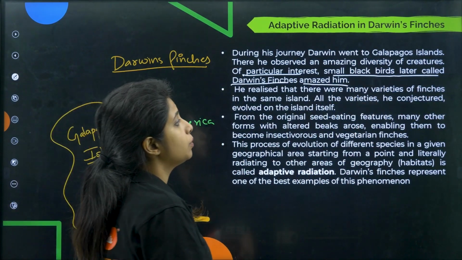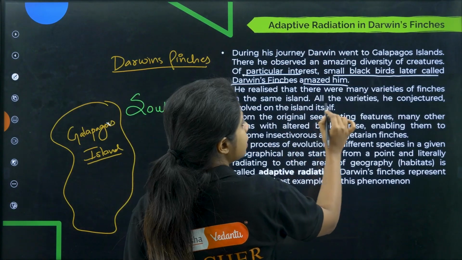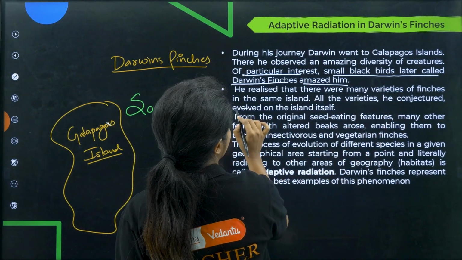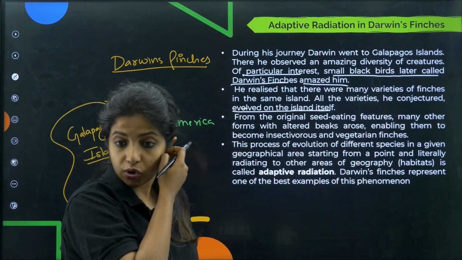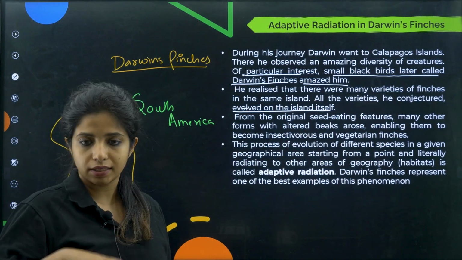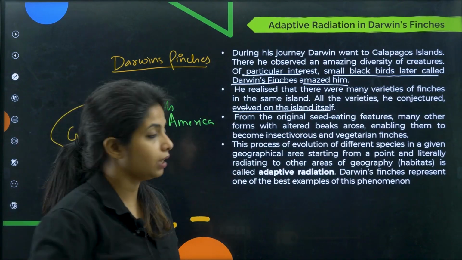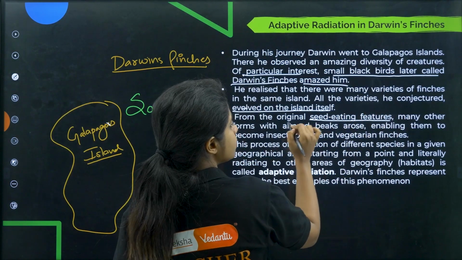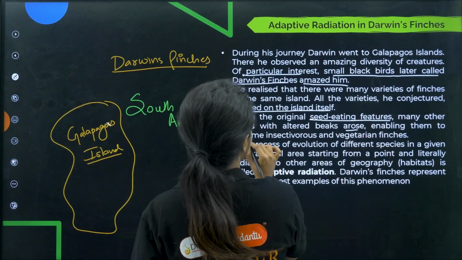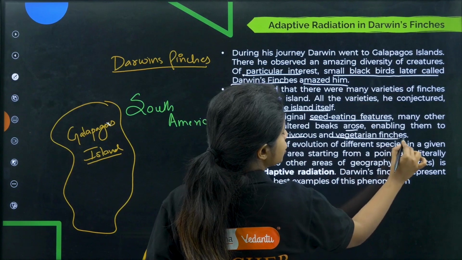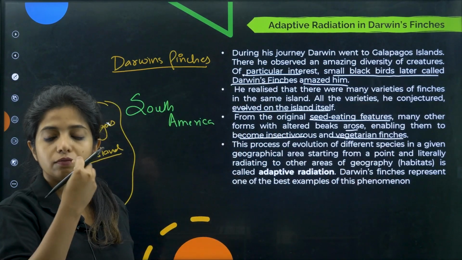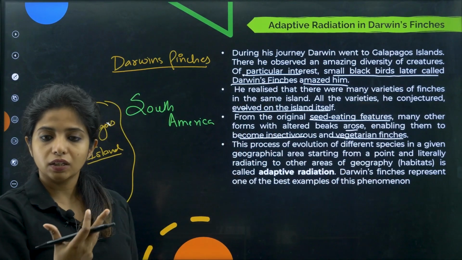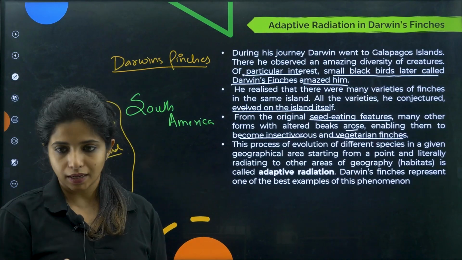He realized that there were many varieties of finches on the same island. All the varieties, he conjectured, evolved on the island itself. He got to know that it evolved on the island itself. It didn't come from anywhere else. From the original seed-eating features, many other forms with altered beaks arose, enabling them to become insectivorous and vegetarian finches. So vegetarian, the ones that were feeding on cacti, and insectivorous, the ones that were feeding on insects.